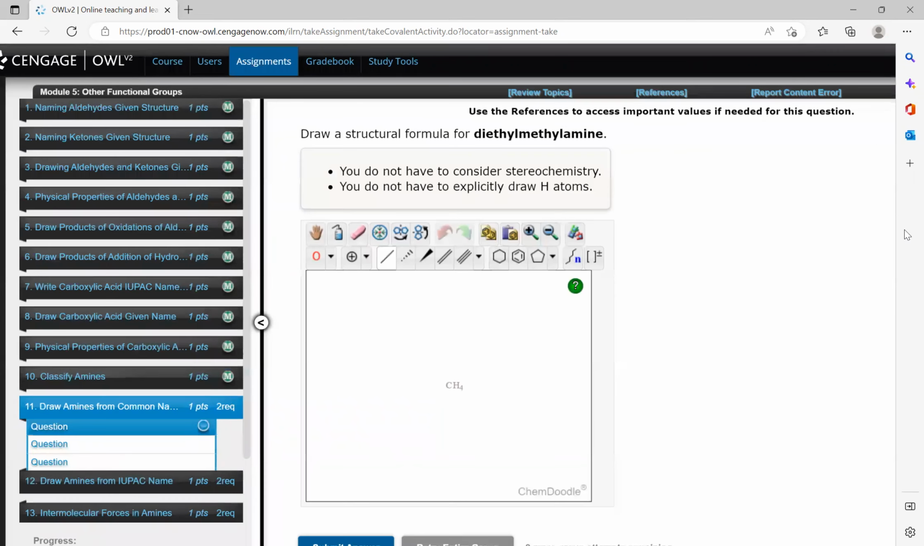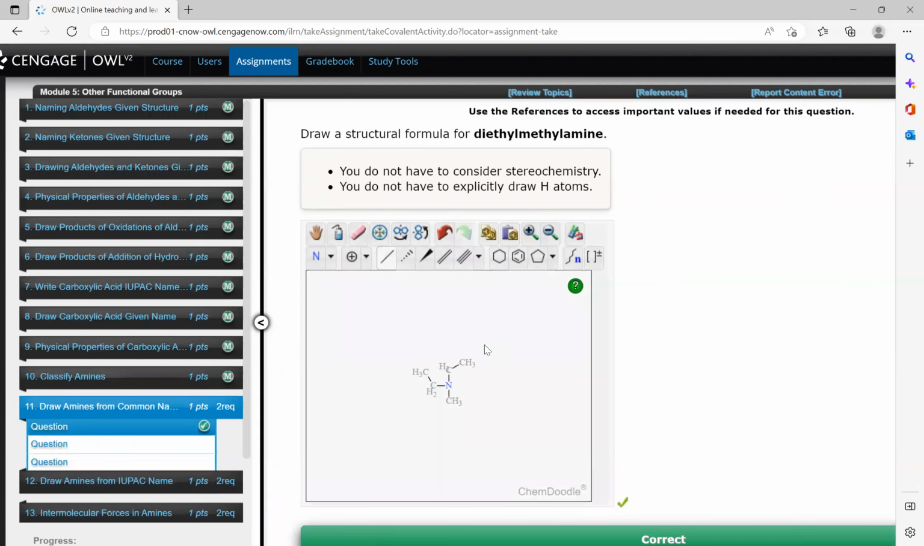All right, next what we're going to do is we're going to actually start naming and drawing structural formulas for these amines. And what's going to happen here is the amine is actually going to be in the middle. And what's going to happen is it says diethyl-methylamine. So there are 2 ethyls here and here coming off of it. And then it says that there is a methyl group. So it looks something like this. So 2 ethyls, 1 methyl, they're all attached to that nitrogen. So it's diethyl-methylamine.